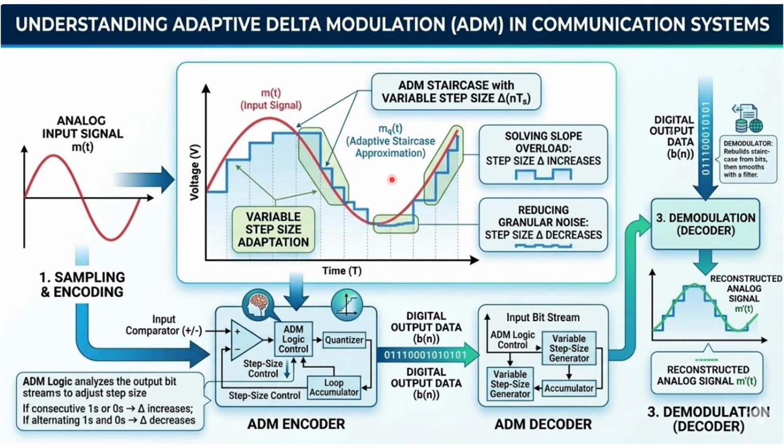Here is the overall picture, so you can check it here. Here is the adaptive case. You can vary the size of the delta, the step size. That is why you can reduce the slope overload here, and here you can also reduce the granular noise. So this is one of the best techniques to use for analog to digital conversion. After converting with this step size, finally you can encode the message, and then finally you have the digital information. So this is the way to convert, right? So these are the techniques to convert your message from analog to digital.